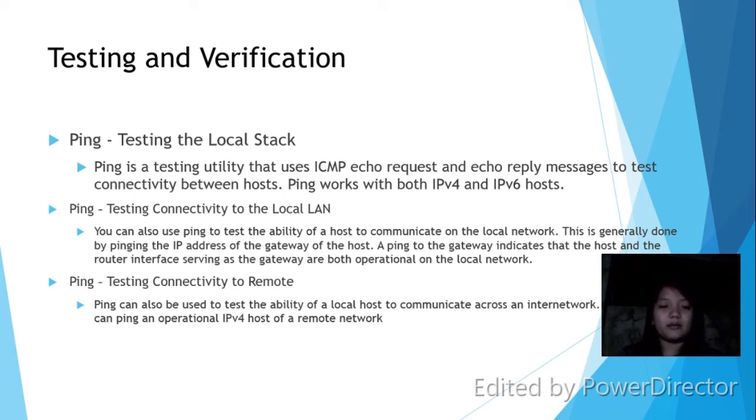Ping testing connectivity, the local LAN. You can also use ping to test the availability of the host to communicate on the local network. This is generally done by pinging the IPv6 or IP address of the gateway of the host. A ping to the gateway indicates that the host and the router interface serving as the gateway are both operational on the local network.